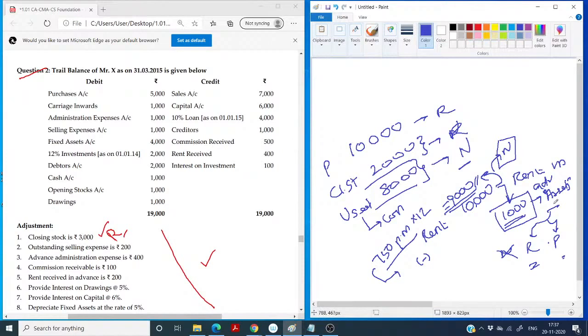Now in that asset we have two classifications. Either it may be a real account or a personal account. Come on, tell me. Rent in advance, what account is this? Is it a real account or a personal account? Come on, make it faster. Real account or personal account? Come on, text me. Come on, make it faster.